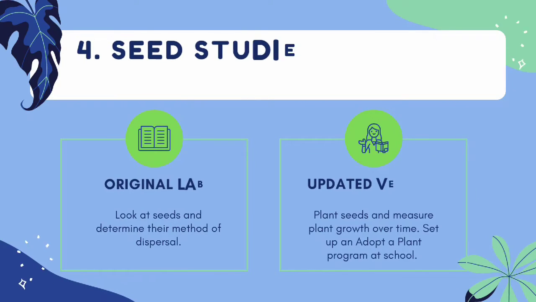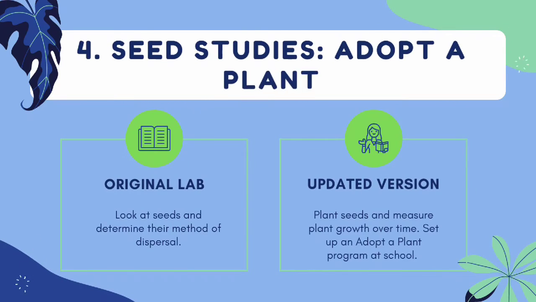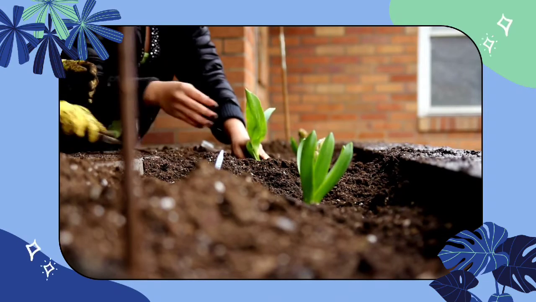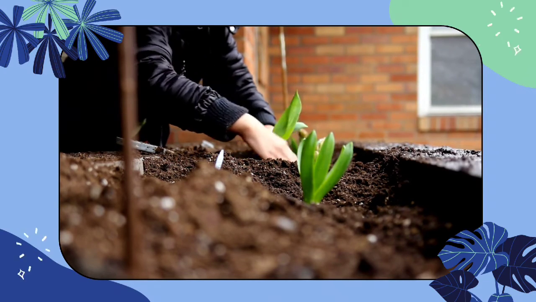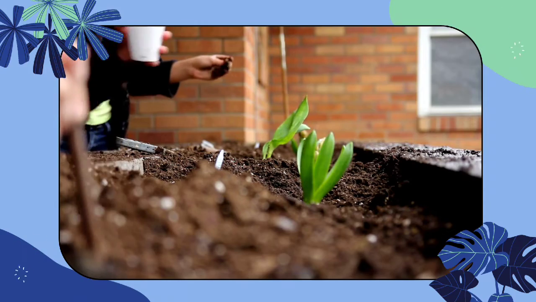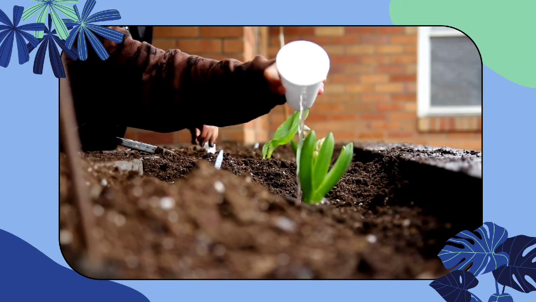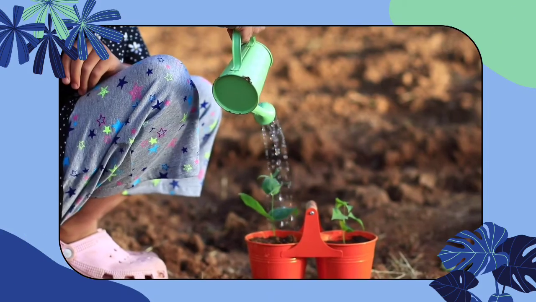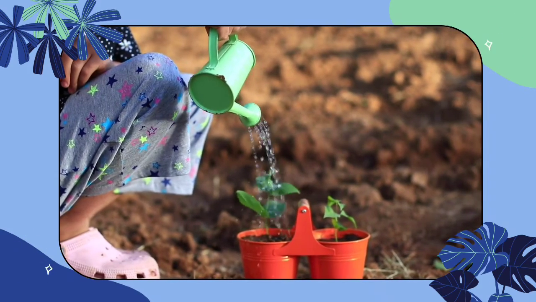The last one is seed studies: adopt a plant. Original lab: look at seeds and determine their method of dispersal. The updated version: plant seeds and measure plant growth over time. Set up an Adopt a Plant program at school. Students will be motivated if they are part of the process of the experiment. For example, in 7th grade science, students select a seed to plant and study, determine its method of dispersal, and research its needs to germinate.